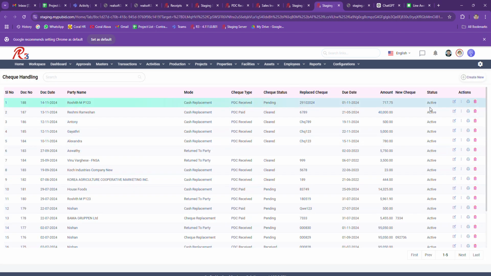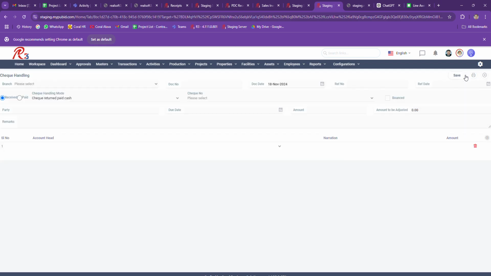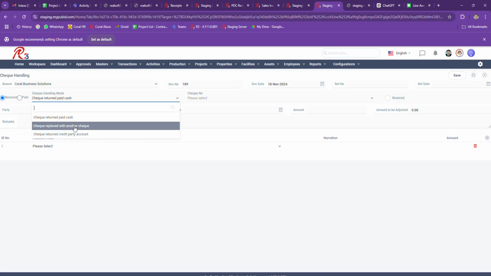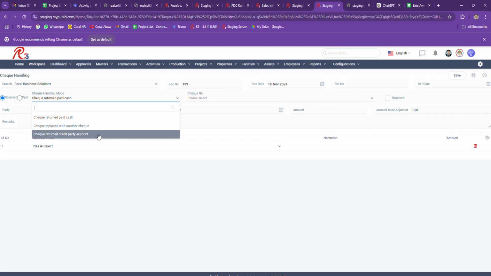This is the list of check handling. We have got two options, paid or received check. And in check handling you can see different options. Can you read this? Check return, paid cash; check replaced with another check; check return, credit party account.